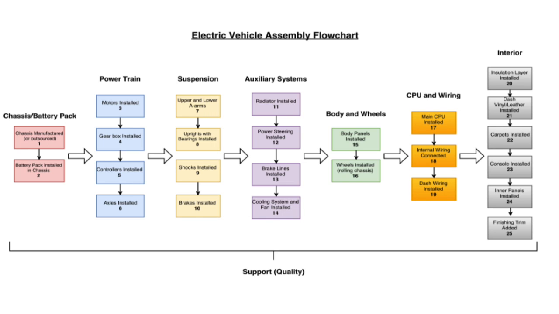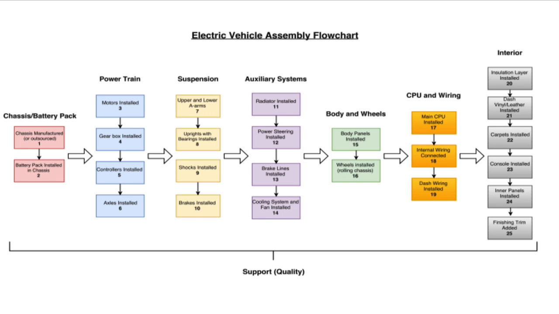After auxiliary, the body and wheels come up. The body panels are installed, and then the wheels are put on the vehicle, and it now becomes a rolling chassis and can be maneuvered around without a push cart. After the body and wheels are installed, the CPU and wiring are put into the vehicle. This comprises the main CPU, as well as the internal wiring and the dash wiring.